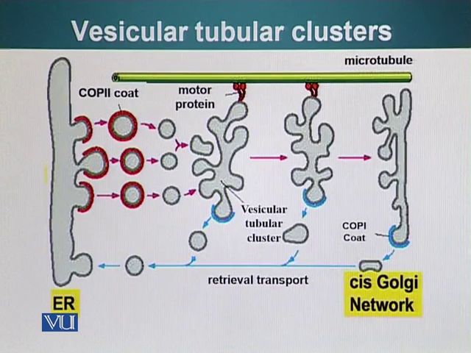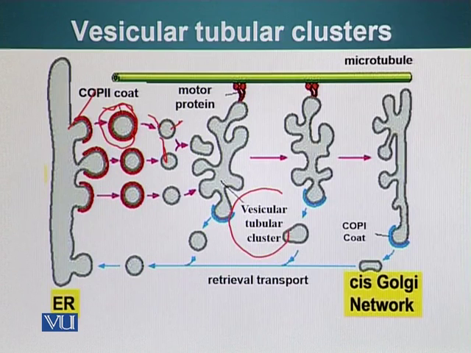Here is a graphic representation of what I've just talked about. So here's the endoplasmic reticulum. COP2 coats start assembling on specific endoplasmic reticulum exit sites, and they result in formation of these vesicles. As soon as these vesicles bud off, this coat is disassembled, and now we have the membrane of the vesicle, out of which specific proteins are sticking out. These are snare proteins. They help these vesicles fuse with one another, and once these vesicles fuse, they form a larger structure which is referred to as a vesicular tubular cluster.